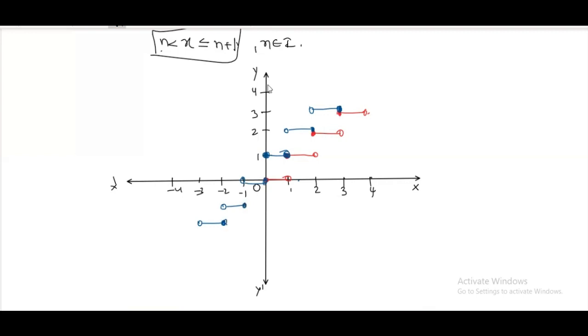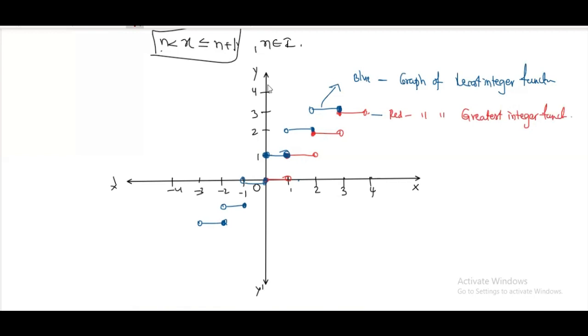So this blue color denotes the graph of the least integer function, and this red color denotes the graph of the greatest integer function. I hope you understand clearly the difference between the least integer function and the greatest integer function.